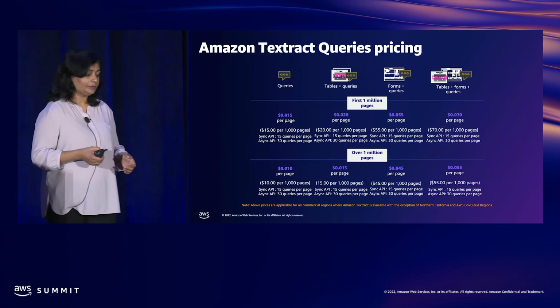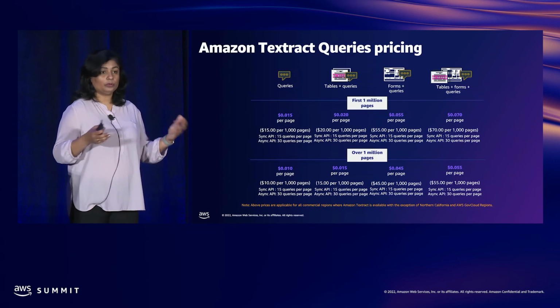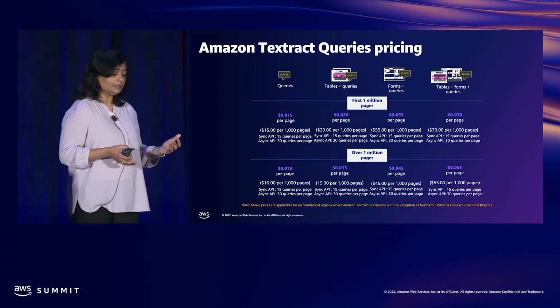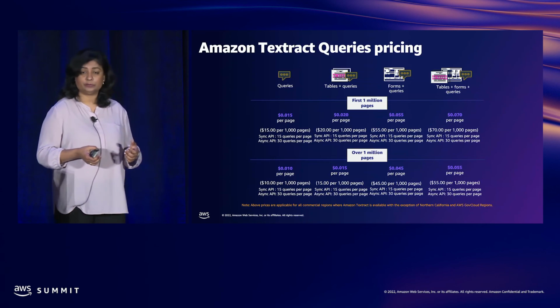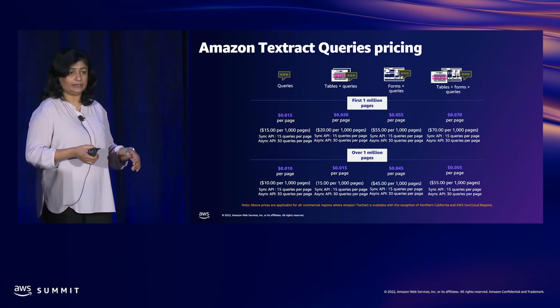queries per page. And if you decide to go more than 1 million pages in a month, then you would be having a price of $10 per 1,000 pages. And the same query limit exists.